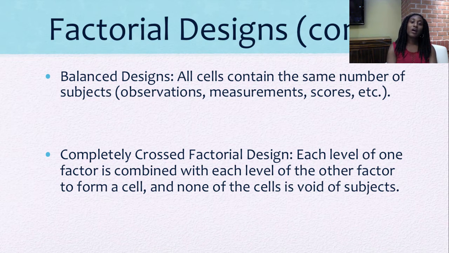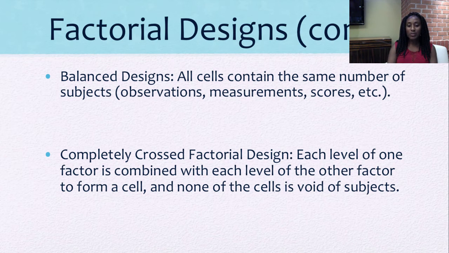In regards to factorial designs, you may hear two terms being utilized to describe them. One is a balanced design, which is basically where all cells contain the same number of subjects, and we've talked about that previously. The second is a completely crossed factorial design, which is where each level of one factor is combined with each level of the other factor.